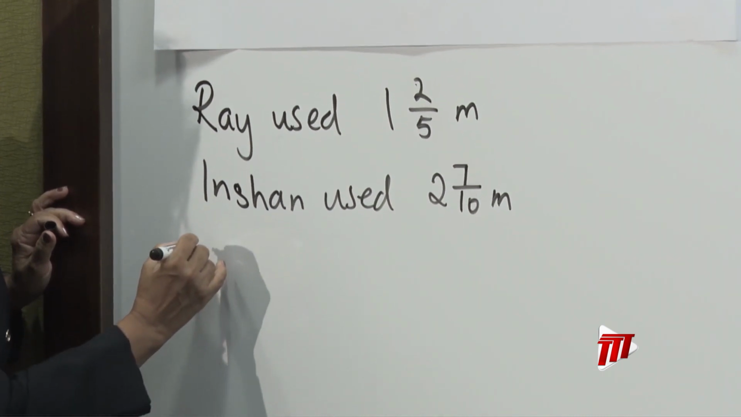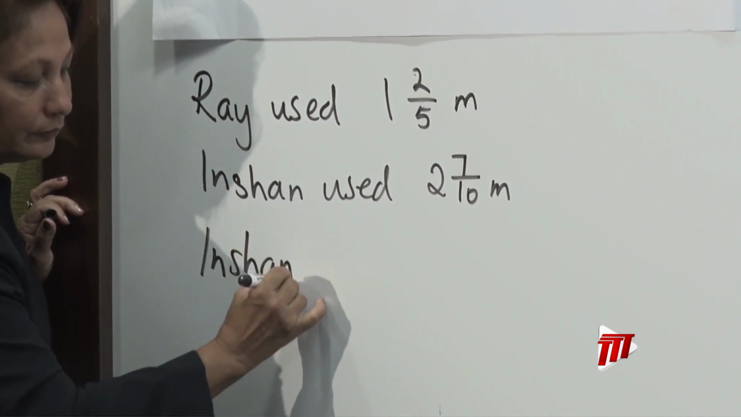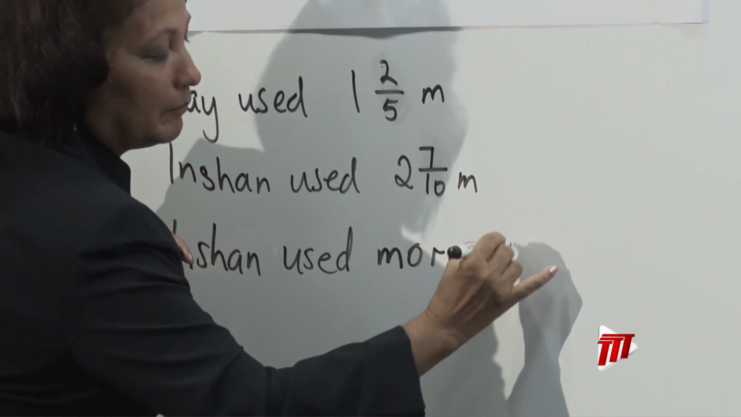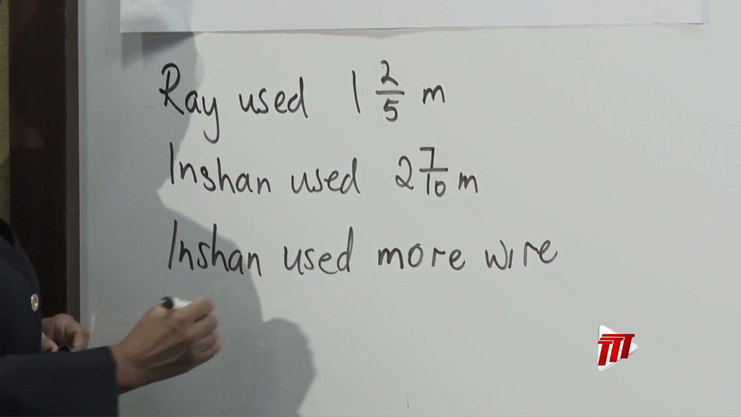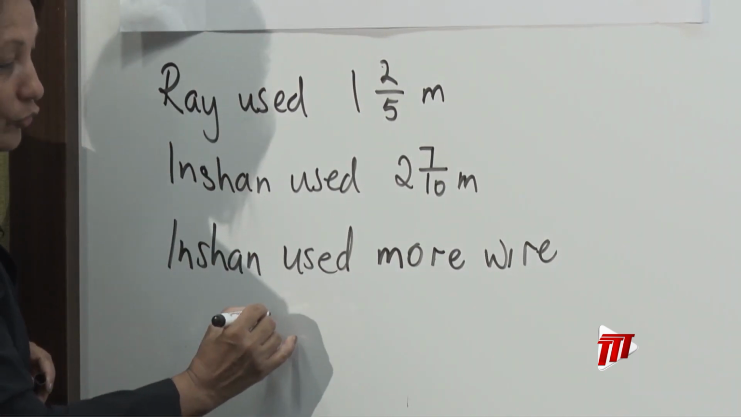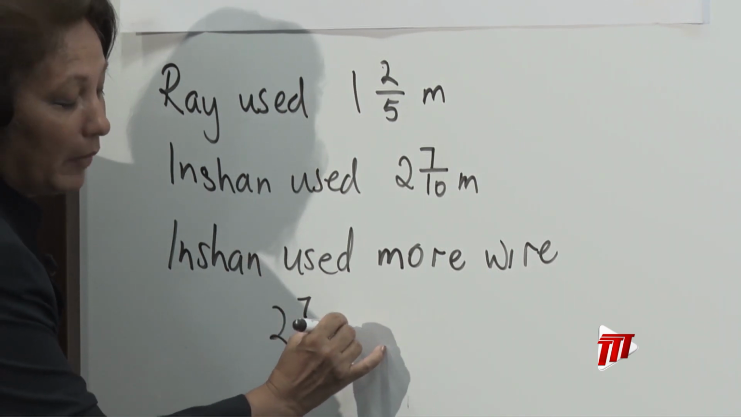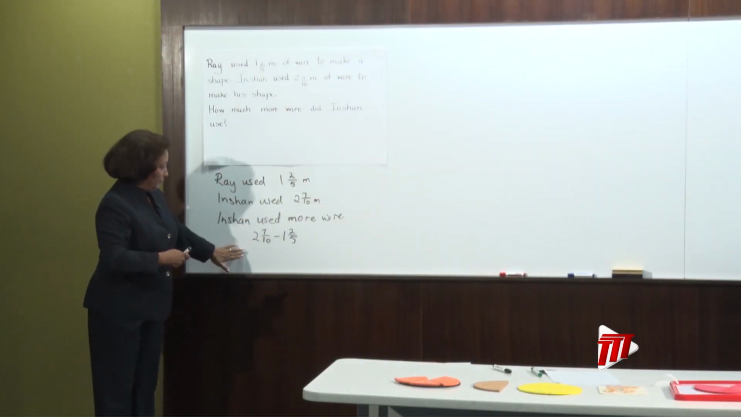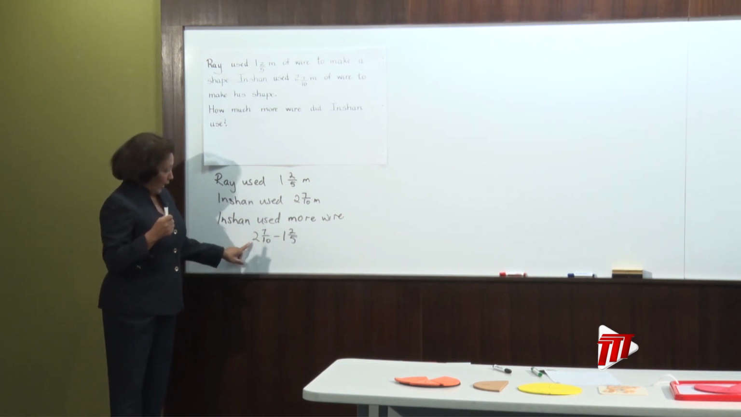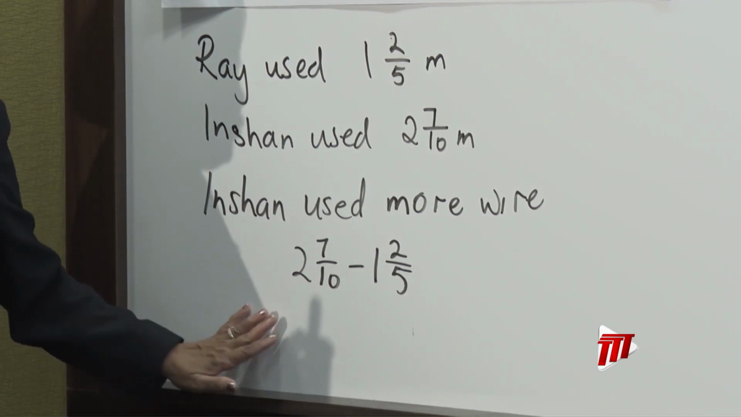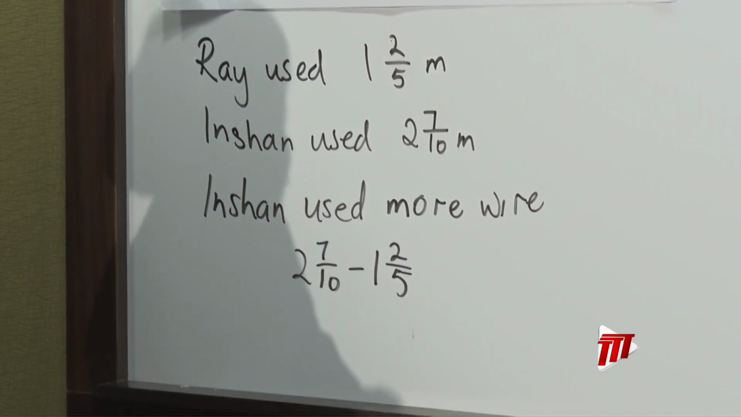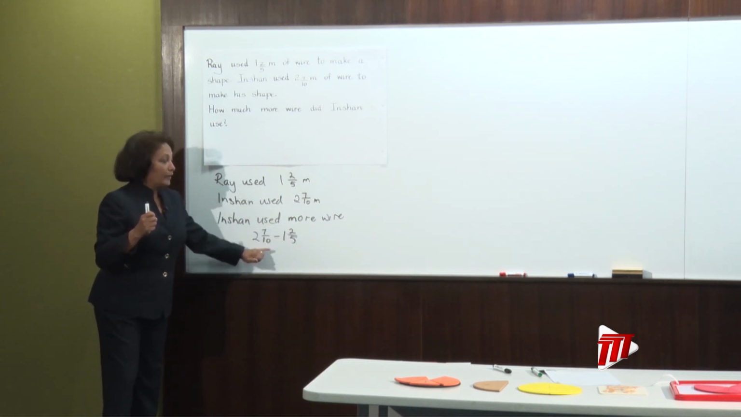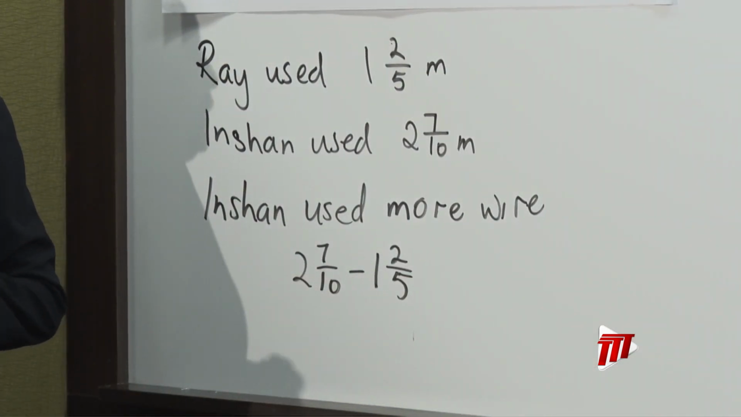So Inshan, and the amount he used more, would be 2 7/10 minus 1 2/5. That is the amount of wire he used more, right? The difference of the two of them. Now, what you have is two mixed numbers that you have to subtract. So we will deal with the whole part first, and then we would look at what happens with the proper fraction. So we're looking at the fractions, 7/10 minus 2/5.